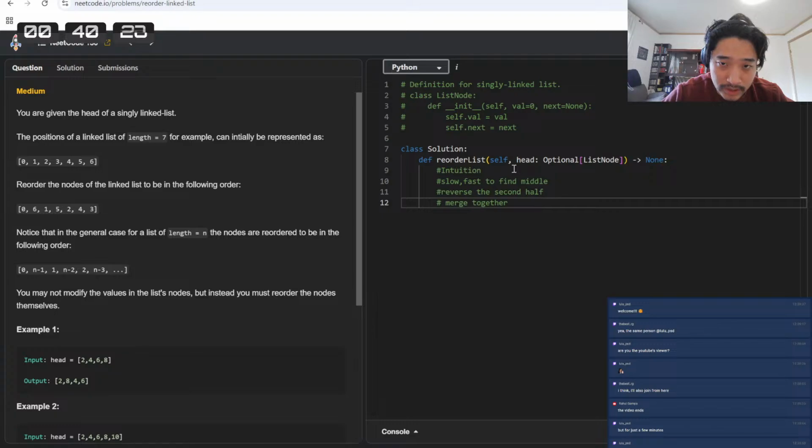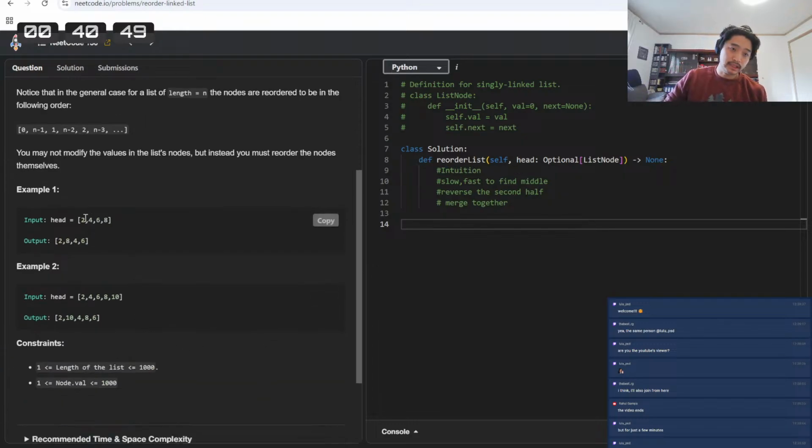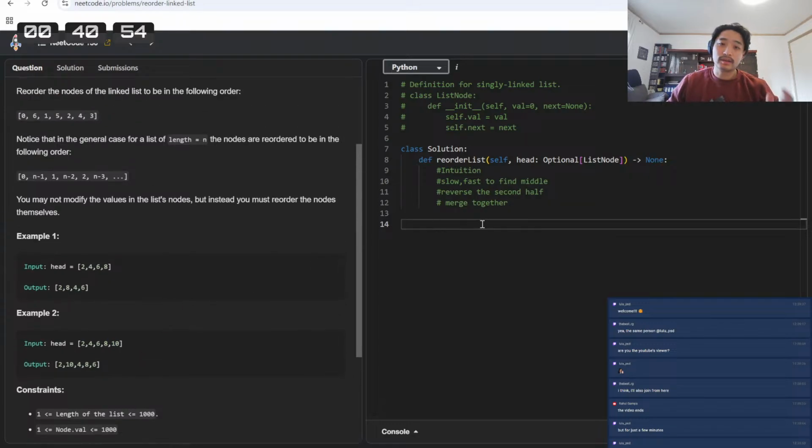Okay, that's my intuition. So let's just try it out. I will check out something, like how the cases would be in an even length and an odd length. But regardless, I would still just do a slow, fast. Oh, that's why I said slow.